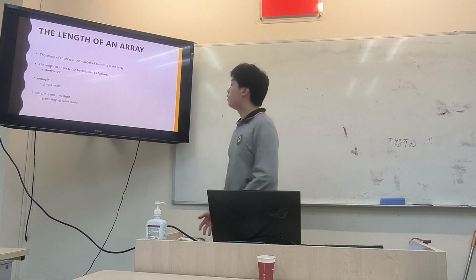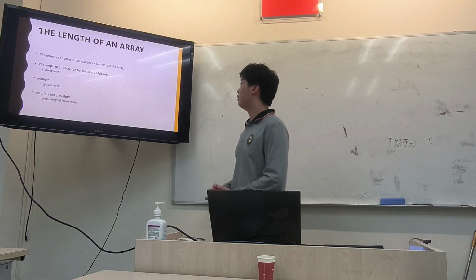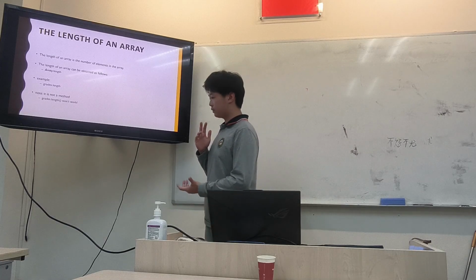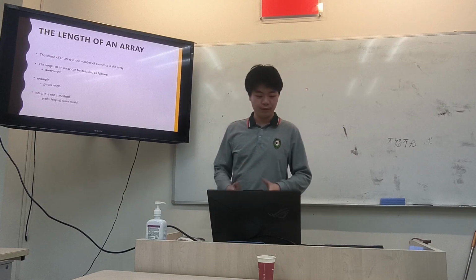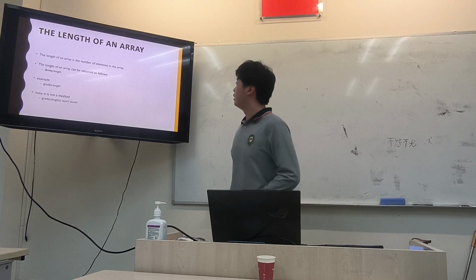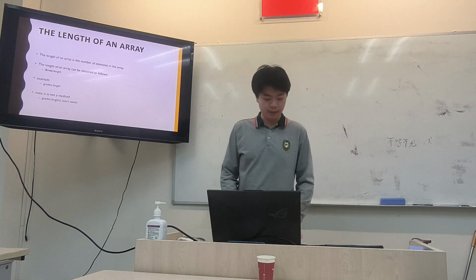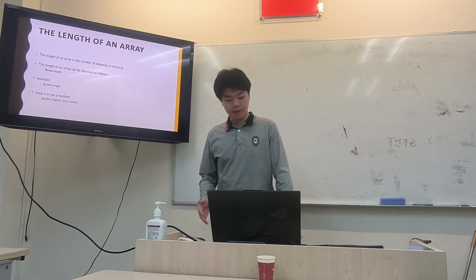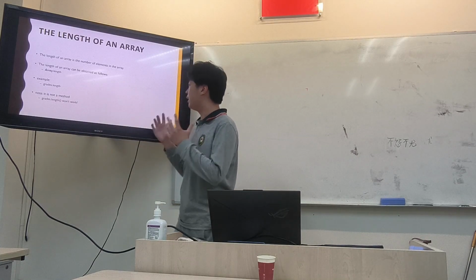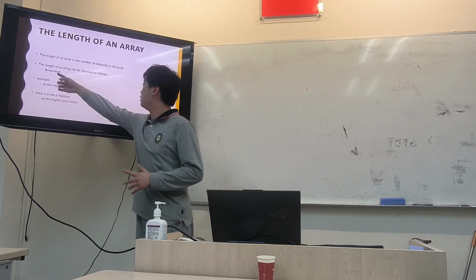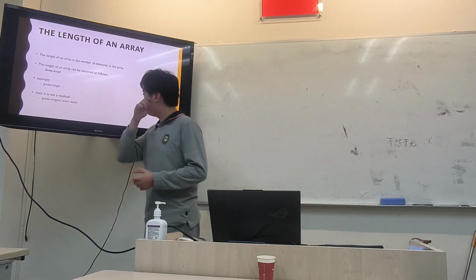Okay, so here is the definition of getting the information of the length of the array. The length of the array is the number of elements in the array. The length of an array can be obtained as follows. First you put the name of the array here. Then you add a dot here, and then you type length. So here is an example.